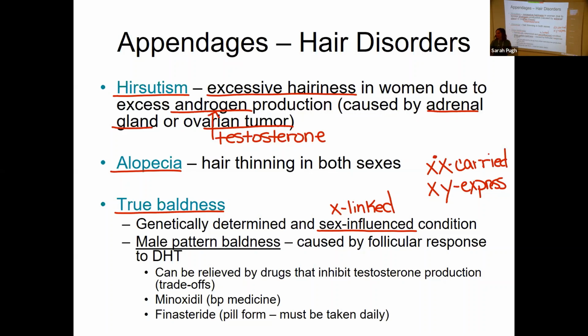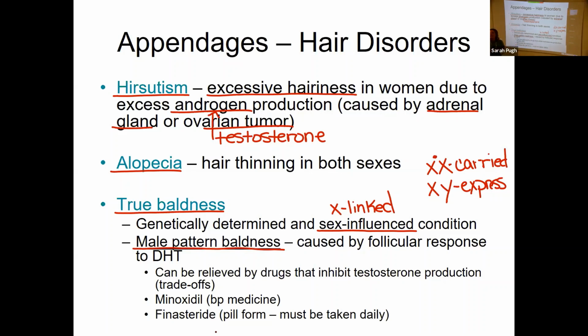So this is why a lot of times people might say to a man, to know if you're going to be bald when you get older, look at your mom's side of the family, because your mom would be the carrier of it. Then she would pass it to her sons, and if her sons get that particular genetic condition attached to their X chromosome, they would express it. Okay? So one type of true baldness is called male pattern baldness.